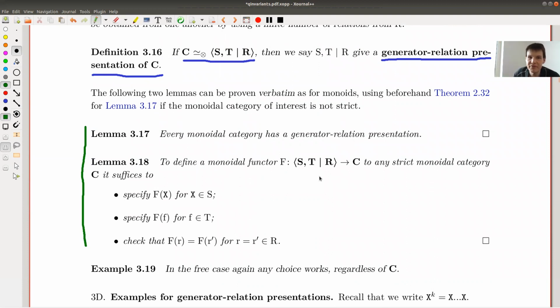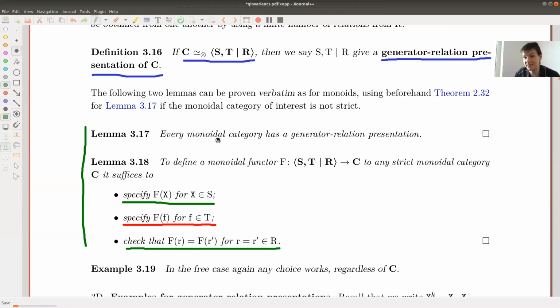And to define a monoidal functor, all you need to do is specify an object for all generators. You need to specify a morphism for all morphism generators, and you need to check the relations. And that's it. And this is super efficient again.